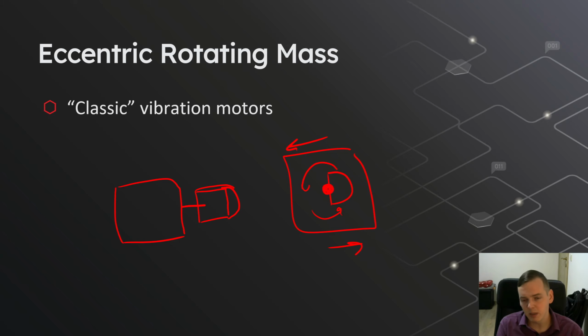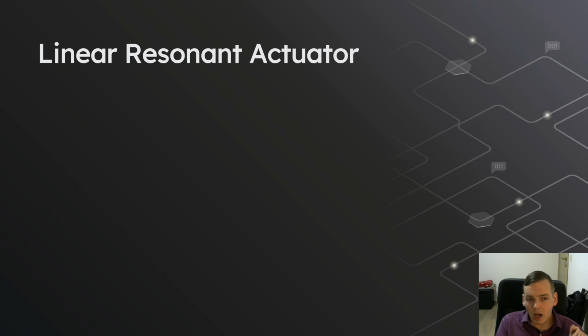So if you open up an old controller with vibration in it, you'll be able to find a little motor that's got a little chunk of metal on the end that's not a complete circle. And when you want the controller to vibrate, you turn that motor on and it causes it to shake back and forth. A newer technology that we have is a linear resonant actuator.